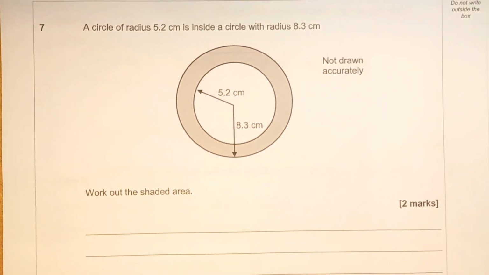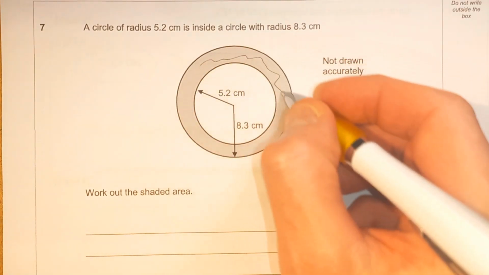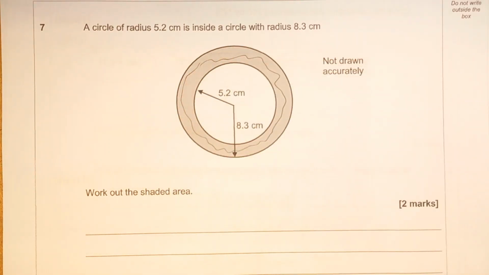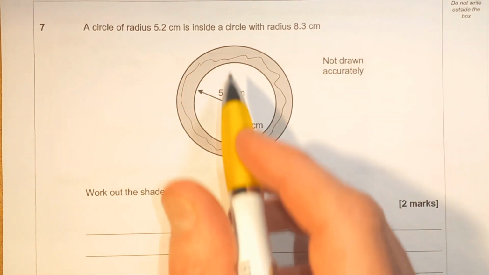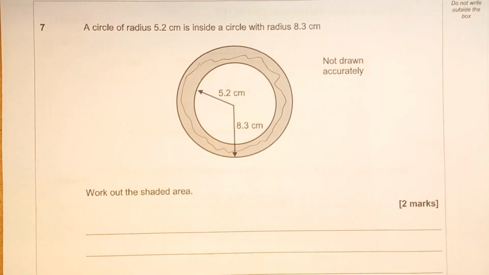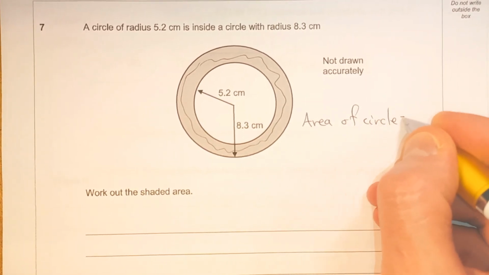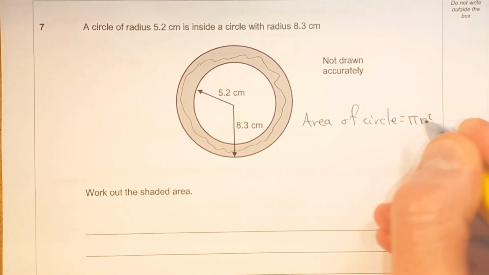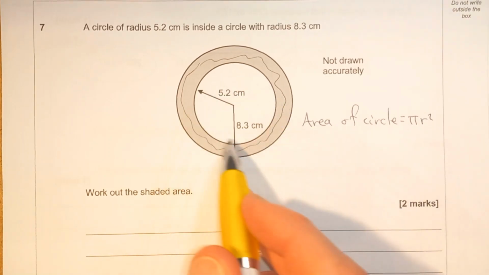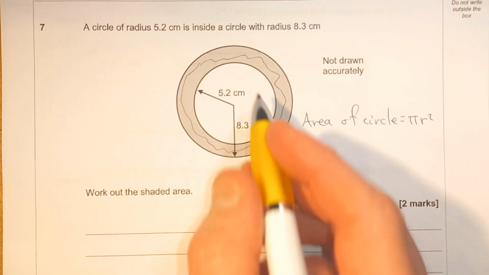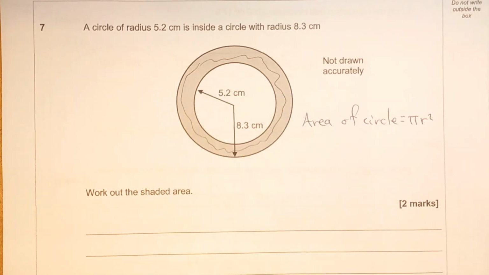Okay, question 7. A circle of radius 5.2 centimetres is inside a circle with radius 8.3 centimetres. Work out the shaded area. Right, so the shaded area is this bit on the outside. Now, I don't have a nice simple formula that will work out just the area for me. But I do know that the area of a circle is pi r squared. Now, if you think of this as one big circle, but without the smaller circle.